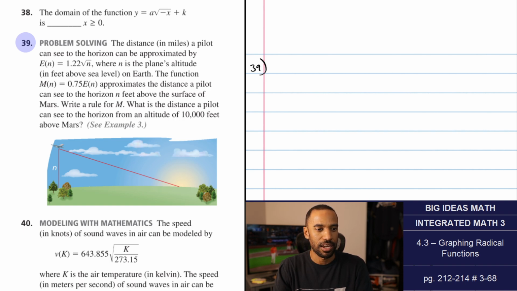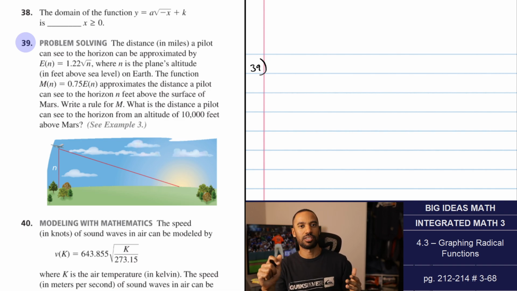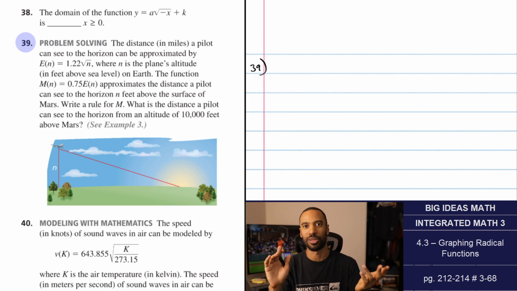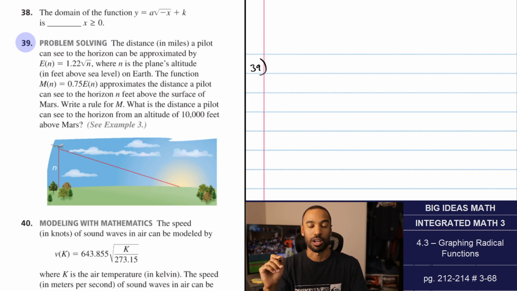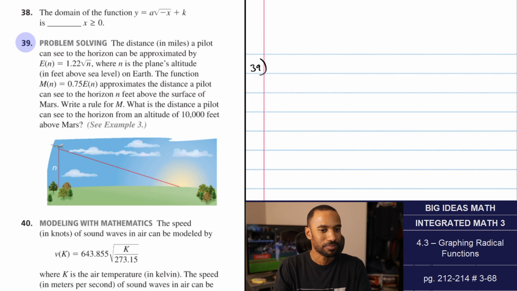The function m of n equals 0.75 times e of n approximates the distance a pilot can see to the horizon n feet above the surface of Mars. That's because Mars has more curvature because it's a smaller planet, because planets are not flat. Sorry. Okay, anyway. Write a rule for m. What's the distance a pilot can see to the horizon from an altitude of 10,000 feet above Mars?